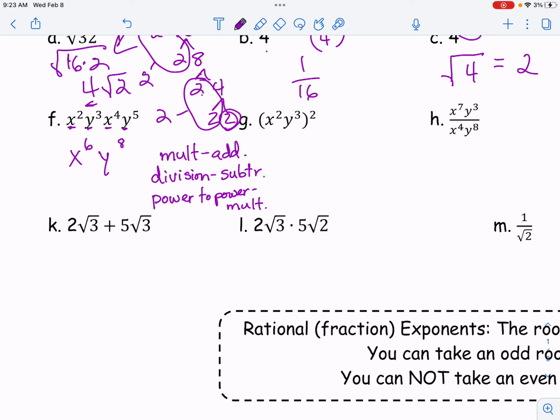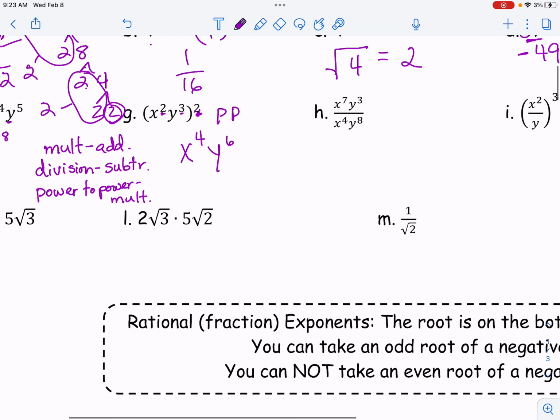This is power to a power, because we have an exponent on the outside of the parentheses. So I have to distribute this 2 right here. So this would be x to the 4th, y to the 6th.